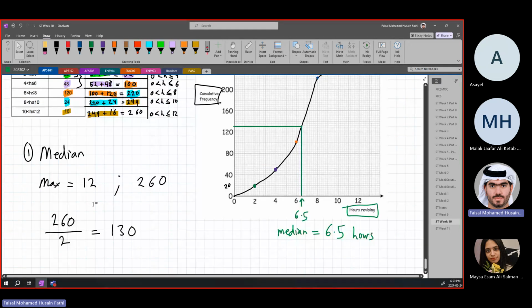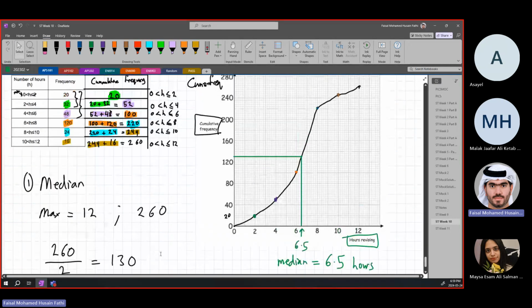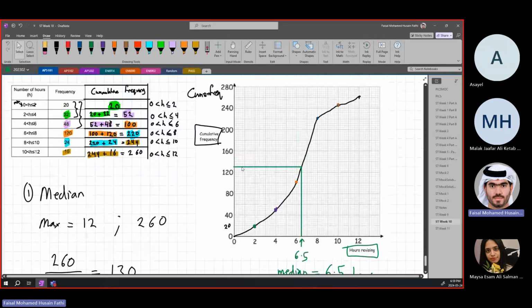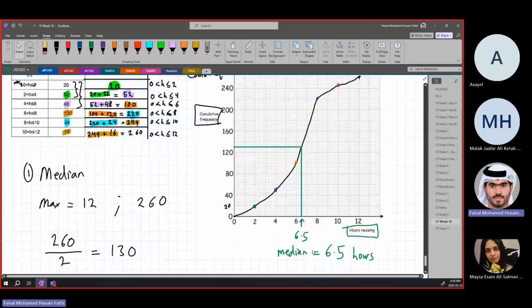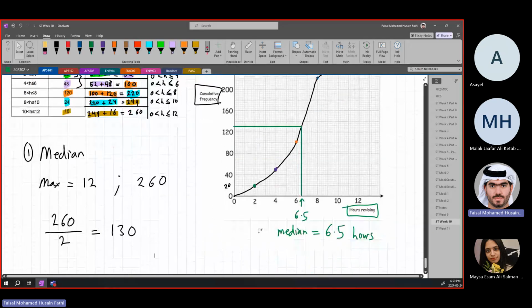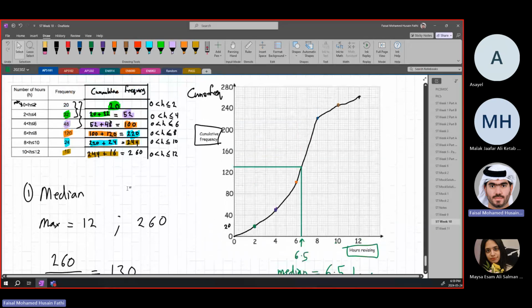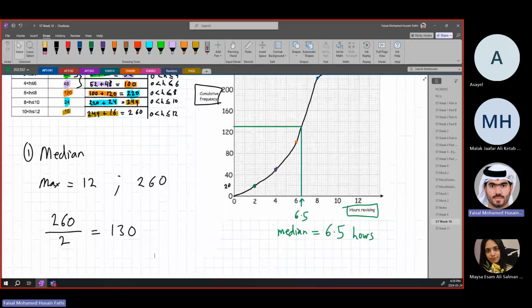That's how you would find your median using the graph. You find half of your total frequency, which is your middle point. You go to that on your y-axis, and then find out from the x-axis the value for your median, in this case 6.5. That is the first question that they might ask.